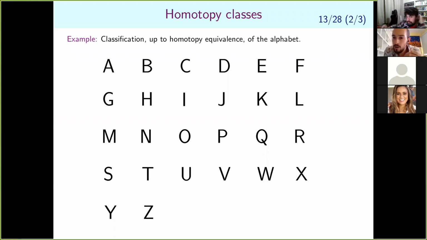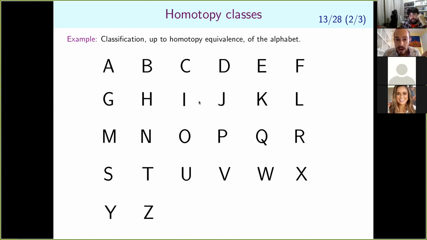So let me give you an example of how that works. These are the 26 letters of the alphabet. And I want to classify them into homotopy equivalence classes. So what do I have? This letter A, we've seen that it is a circle. And we have other circles here. For instance, the letter D, well, it is homeomorphic to a circle. So it is also homotopy equivalent. But the letter P, if we retract that interval, we obtain a circle. So we have a lot of circles here, but we have other classes too.